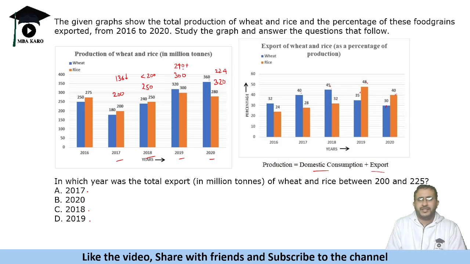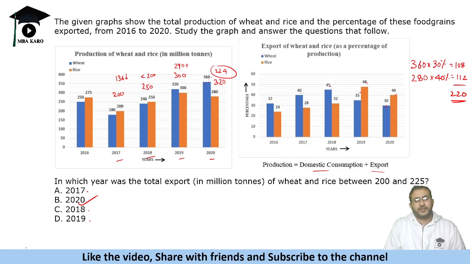Now these two are less, this is high. Let's verify for 2020. So 360 ka 30%, okay, and 280 ka 40%. So this is 108 and this is 112, which is 220. And we were very close. We found it approximately 224. So the answer is 2020. Okay.